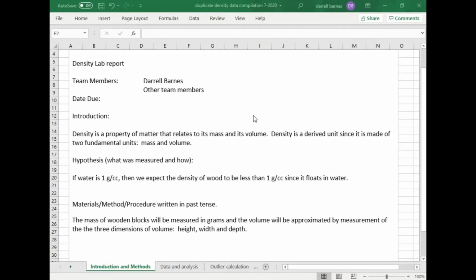Hey, welcome back. This is Brother Barnes, and we're doing a density lab report in Excel. And this is draft 2. This is going to be a major overhaul, so let's get busy.